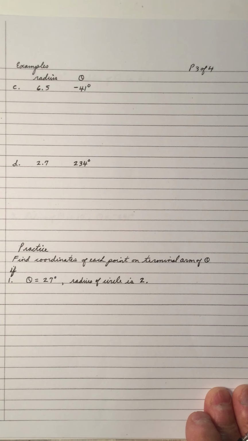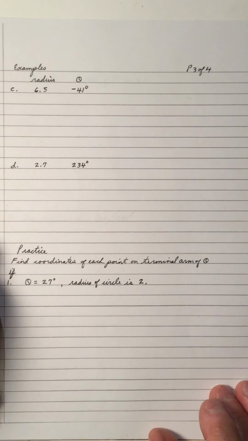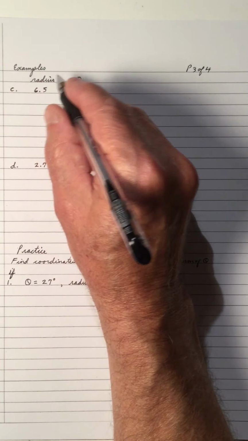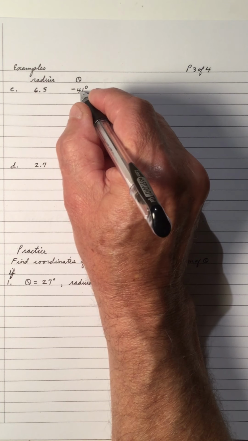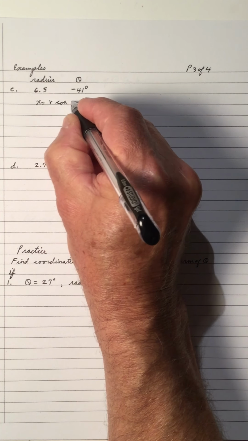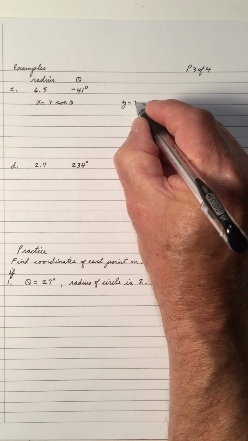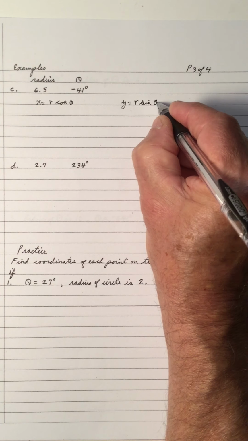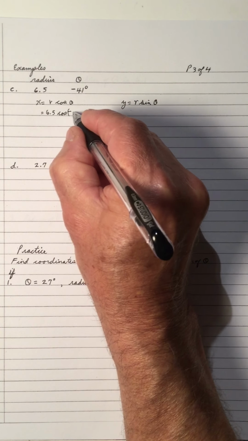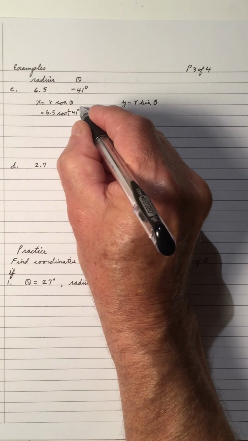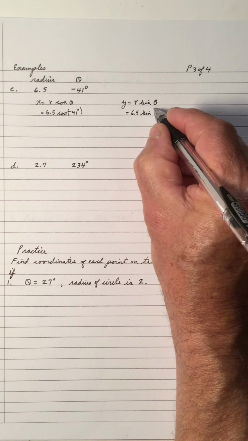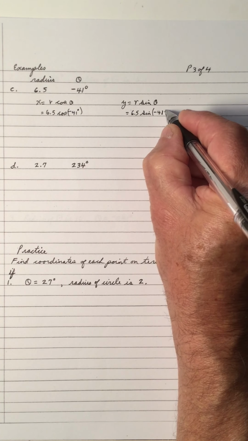Hopefully everything is making sense. And we have a couple more to do. The more we do, the better. And we have a radius, and we have a rotation of a negative 41. So x is equal to r cos theta. y is equal to r sine theta. So r is 6.5 cos of, put the negative 41 degrees in the brackets, and 6.5 sine of a negative 41 degrees.